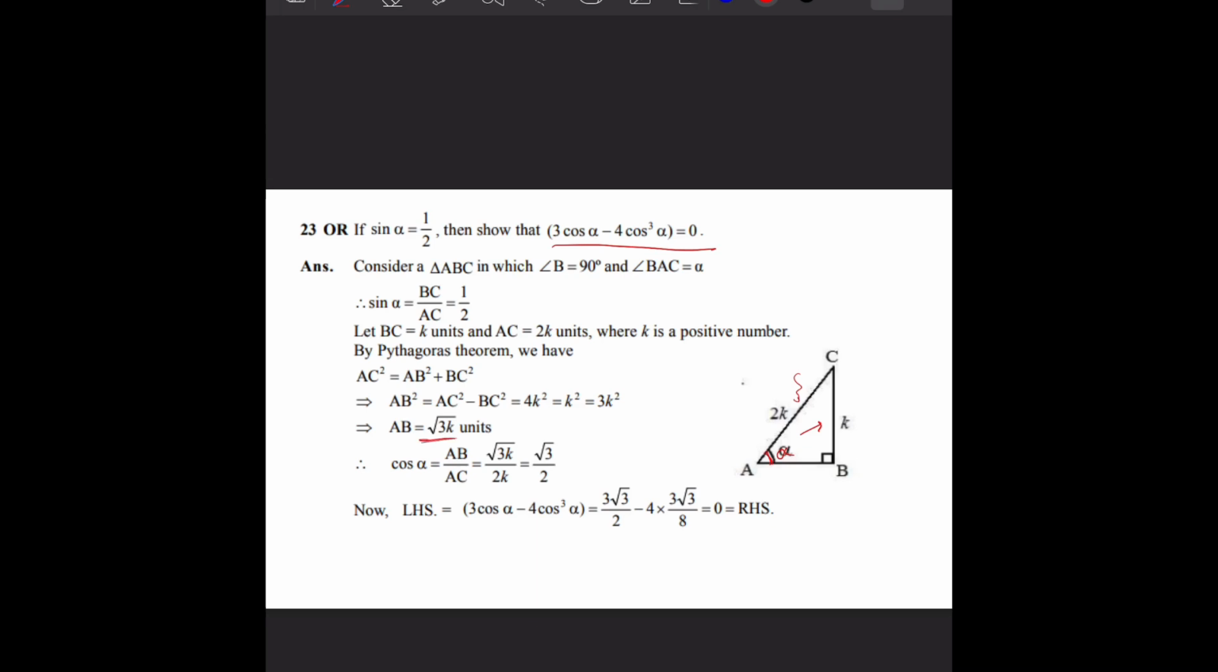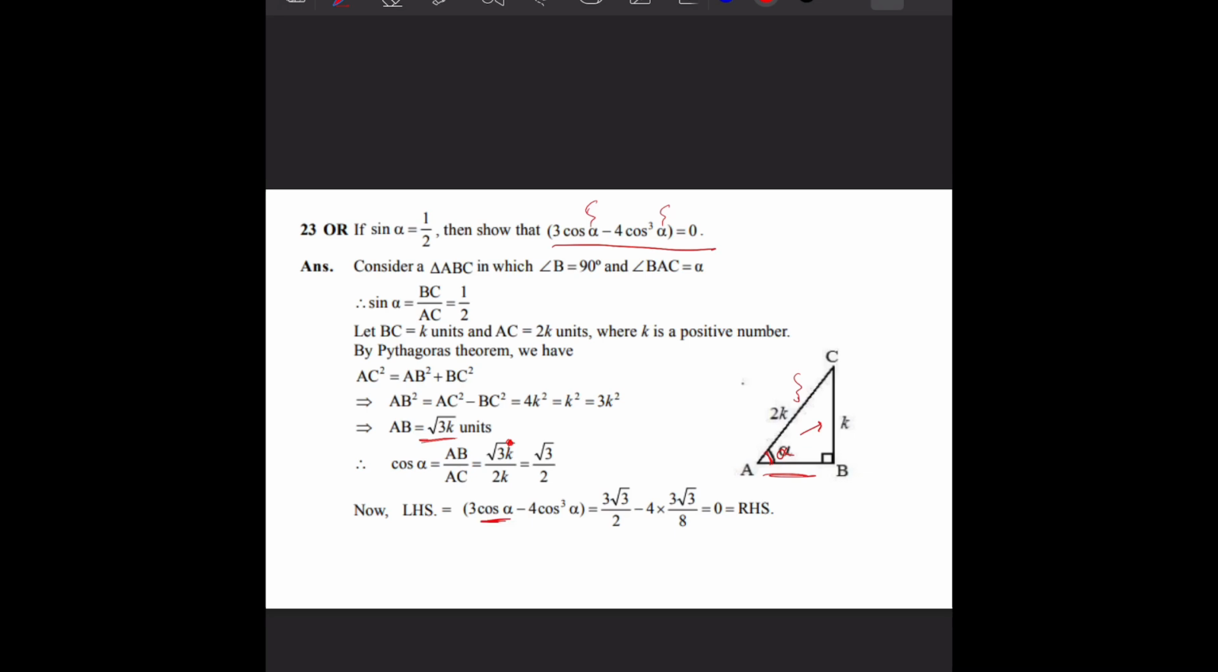What is cos alpha? What do we need to find out? LHS is what? We need the value of cos alpha here and the value of cos alpha here. What is cos alpha? Adjacent upon hypotenuse. What is my adjacent side? AB. What is AB? Root 3 K. This K stays outside the root. Above and below, K and K cancel. The answer will be root 3 by 2. What is the value of cos alpha? Root 3 by 2. Put this value here.